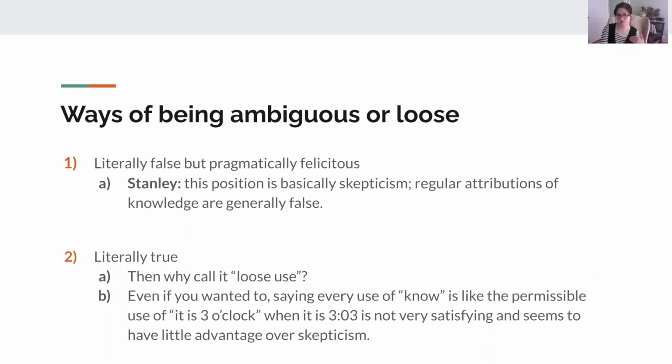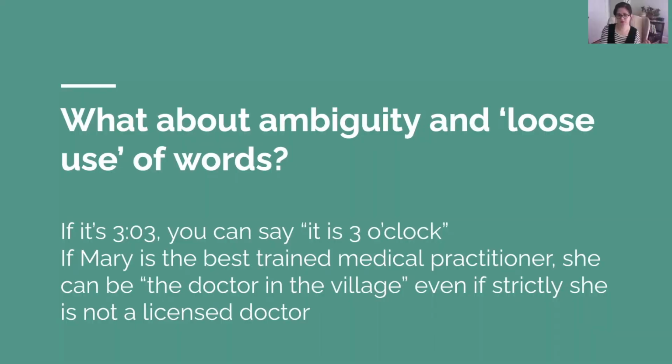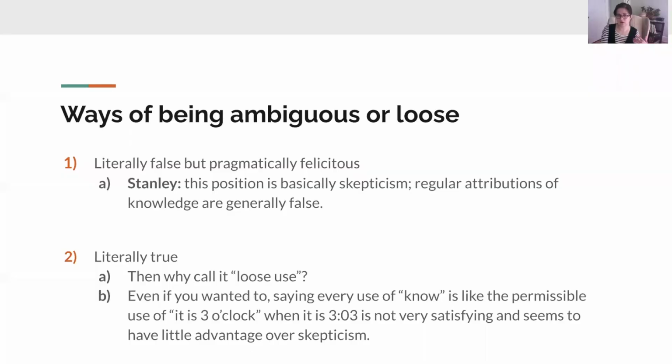There's two ways that "no" could be ambiguous or loose. One way is that it could be literally false, but pragmatically felicitous. So literally, it's false to say, for example, that it's 3 o'clock when it's 3:03. But it's felicitous anyway for pragmatic reasons, that it's just as good as saying it's 3:03. Why can't we say that about knowledge?